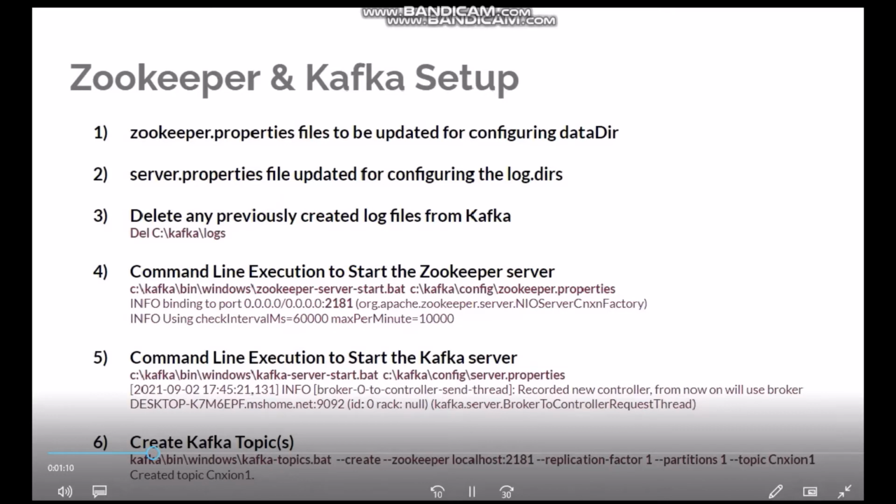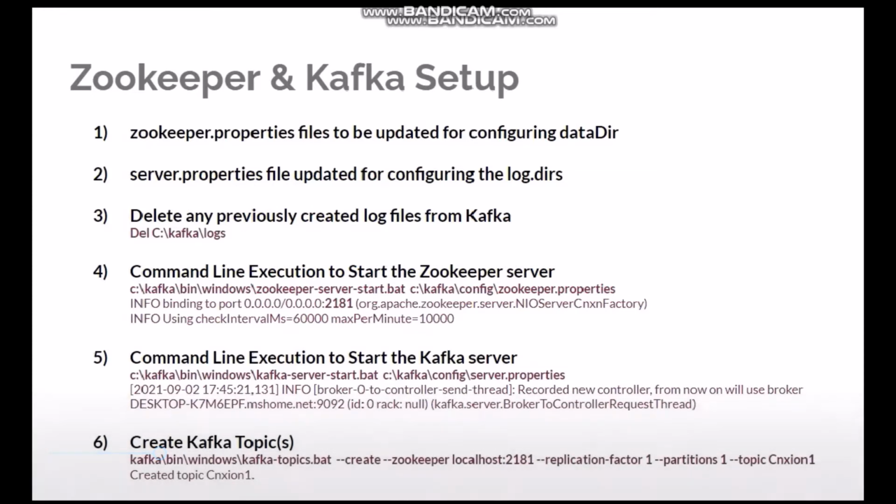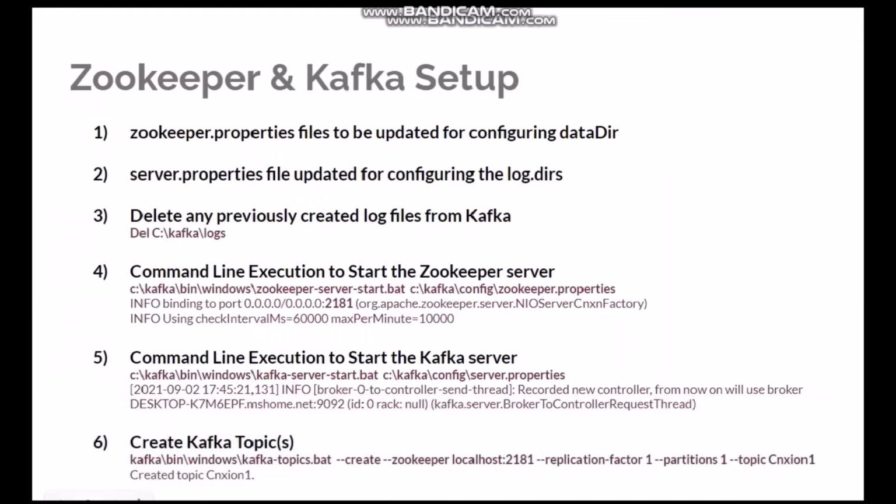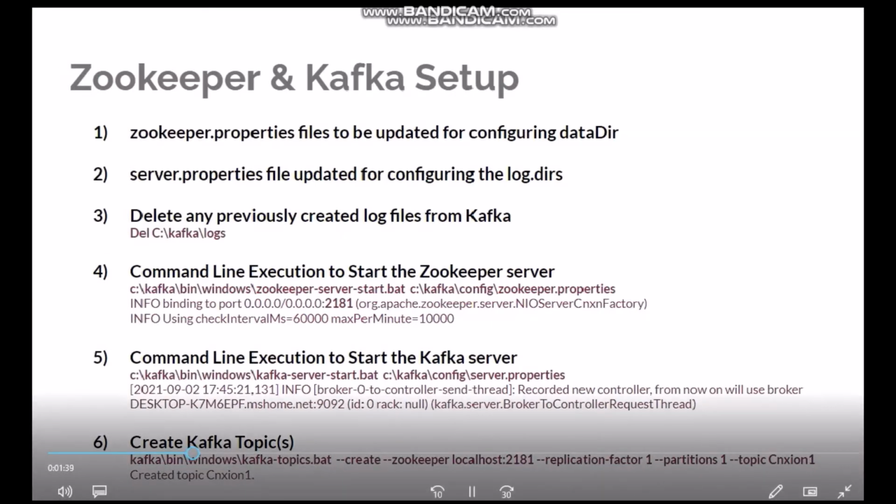If you see, we have 6 steps listed here, and another 3 steps in the next slide. What we are doing is making sure that the property files are correctly set up, and that the log and data directories are moved to the right places instead of the default directories. Then we delete any previous logs in Kafka so that they don't interfere with the current run. And then we have the commands required for running the Zookeeper server, starting that up.